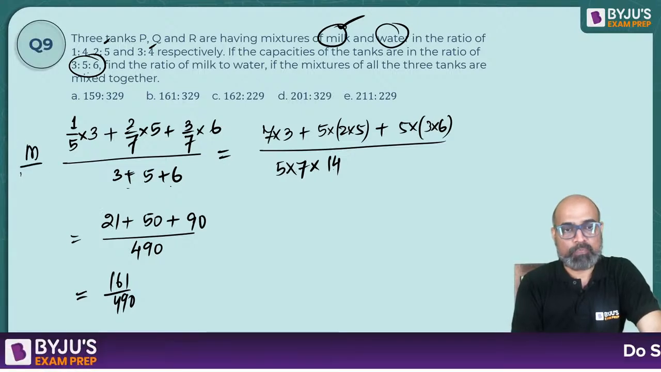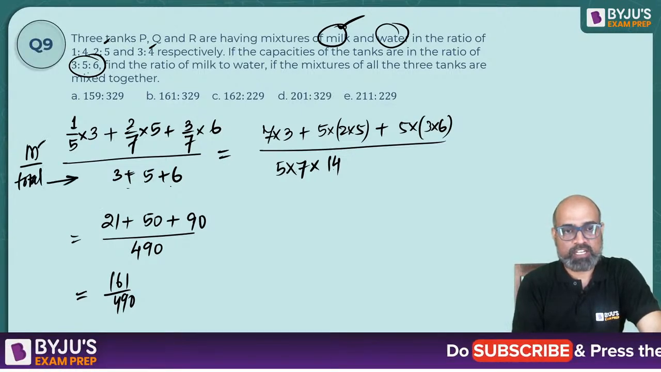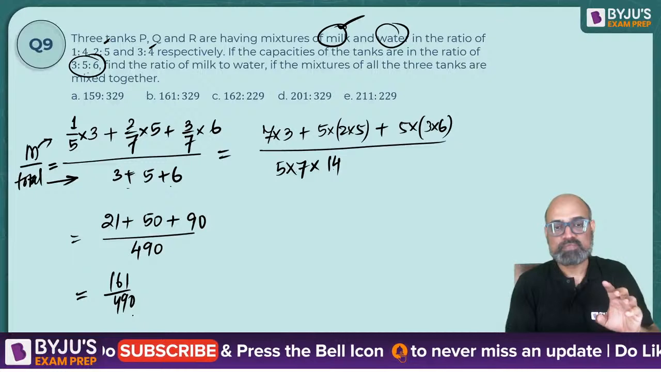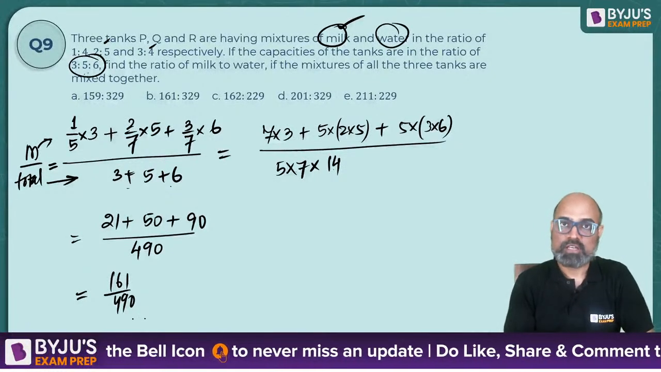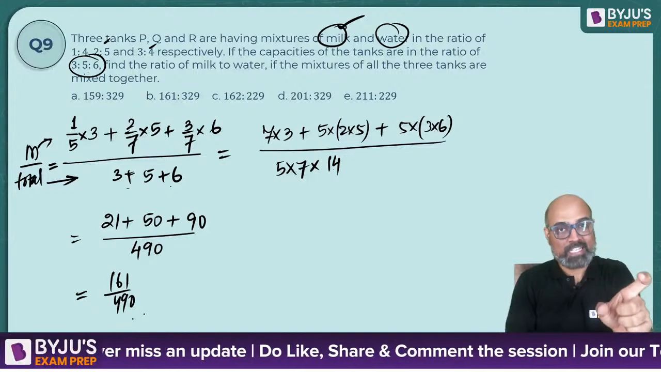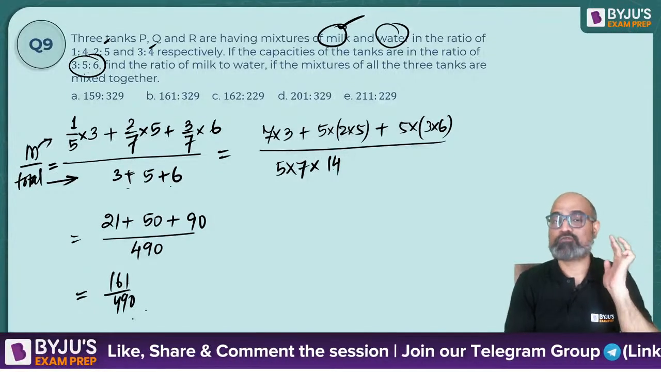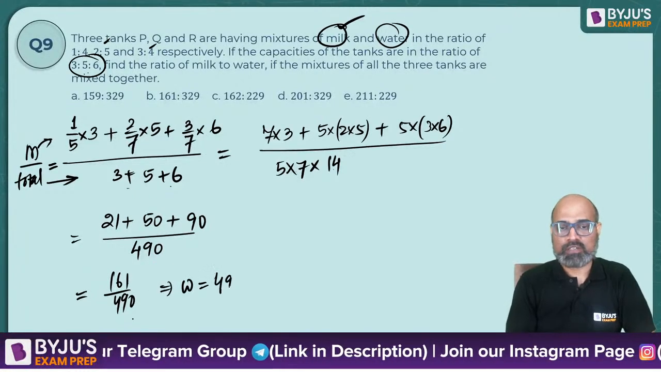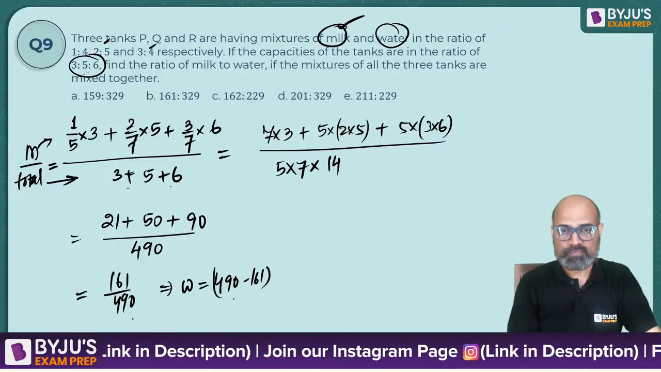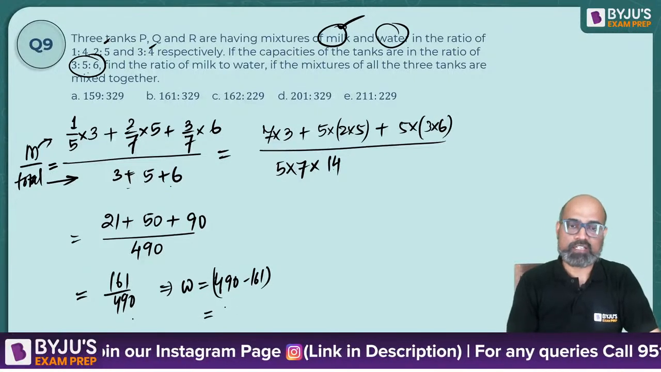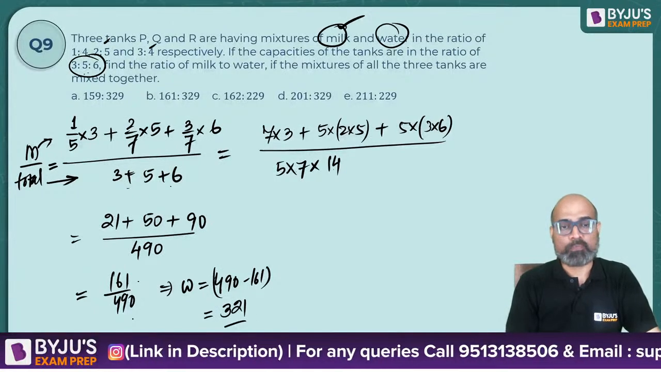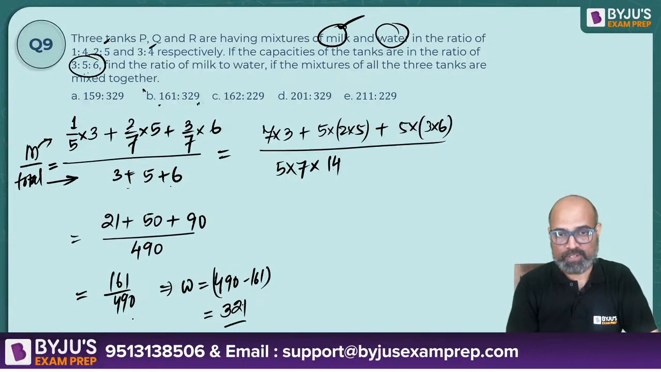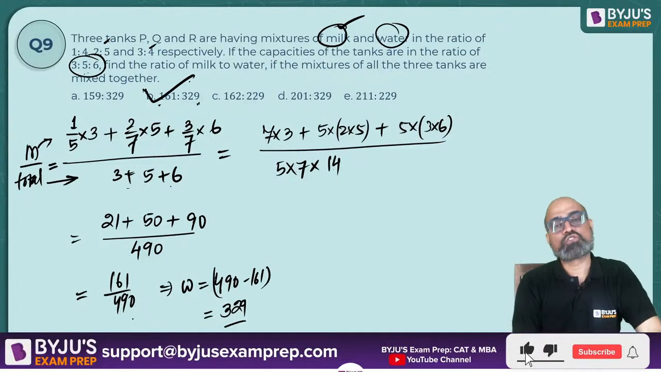So remember, I took milk upon total, right? Denominator में total लिया था, ऊपर केवल milk लिया था. So this 161 represents milk and 490 represents total, right? So अगर total 490 liters में से you have 161 liters milk, how much water are you going to have? Right? The difference, which is going to give us 329. So milk we have is 161 and water we have is 329. So B is your answer.